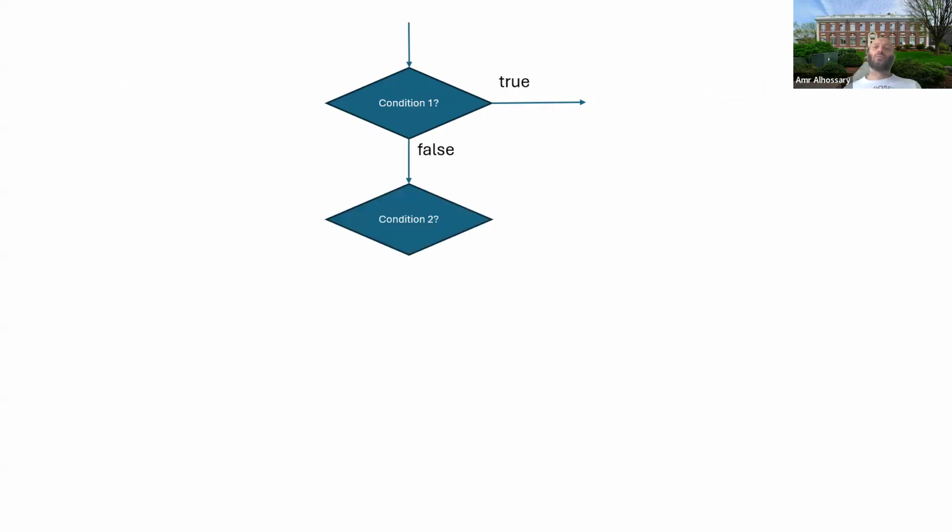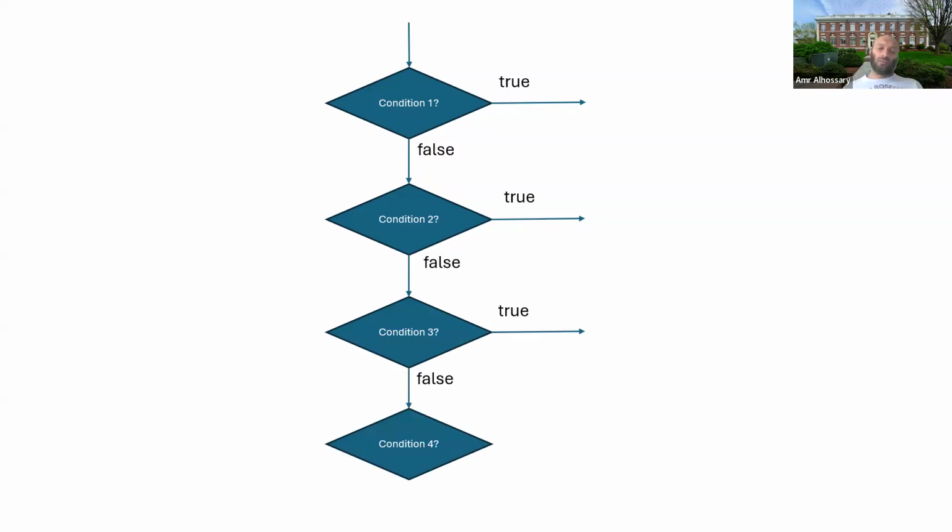Multiple if statements. We start with checking or testing or evaluating one condition. If it's true, you go to its branch, or false, you evaluate the second condition. True, you go to its branch. False, you evaluate the third condition. True, go to its branch. False, evaluate the fourth condition. True, go to its branch. False is the last one. We go to the last condition, last branch.